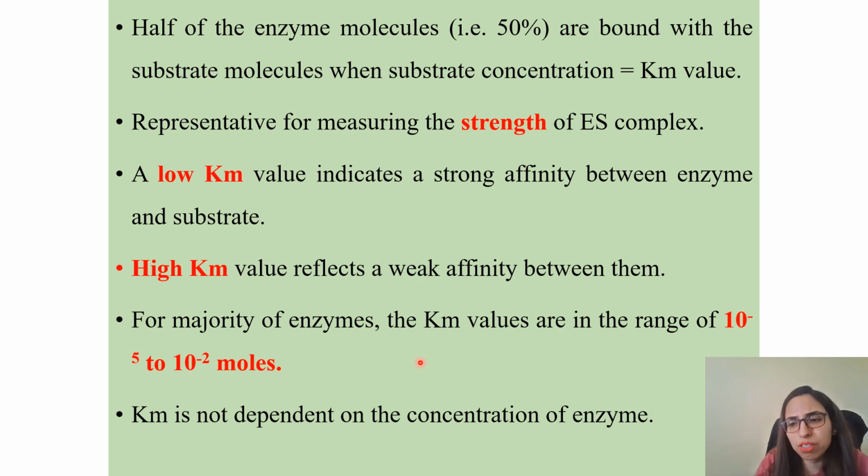Generally, for the majority of enzymes, the Km values are in the range of 10 raised to the power minus 5 to 10 raised to the power minus 2 moles. Fine, because Km does not depend upon the concentration of enzyme. It also depends upon the concentration of substrate. Got my point? Because here a complex is made between the enzyme and the substrate, not only the enzyme. Okay, got it, I think.